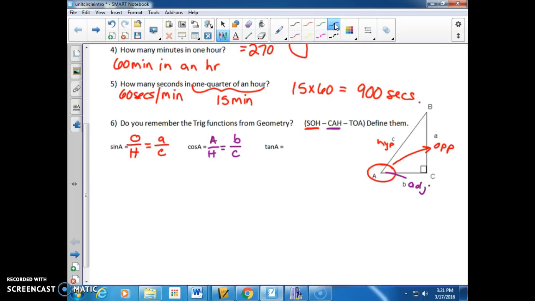And the last one is the tangent. So tangent here, or TOA, is opposite over adjacent. So the opposite is lowercase a, and the adjacent is lowercase b.